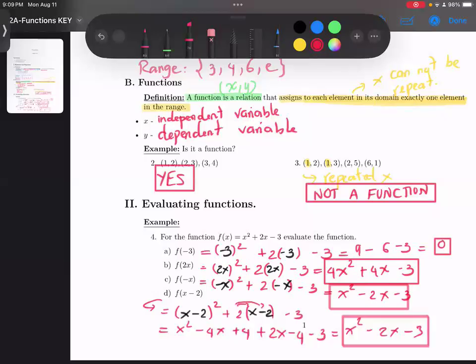You combine this one with this one, and this with this with this. All right, and that's it for this part.